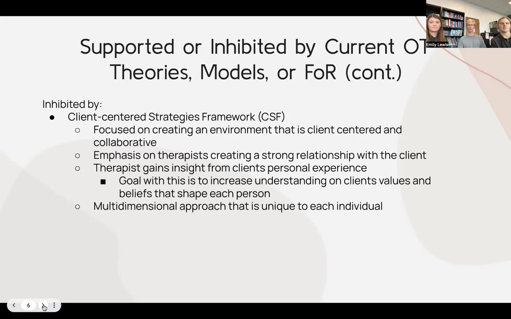This is contraindicated by the transactional leadership style, as the person in the leadership role has all of the power and uses rewards and punishments and does not show any collaboration.